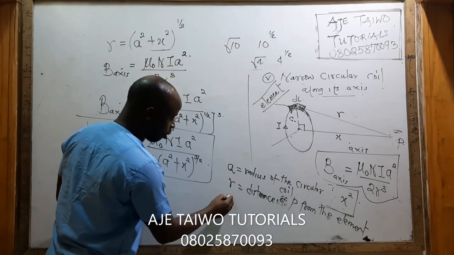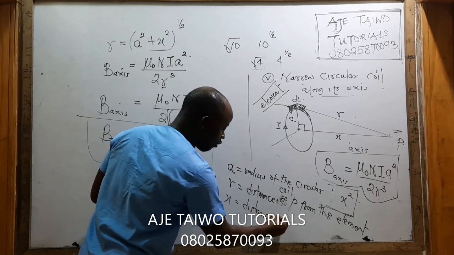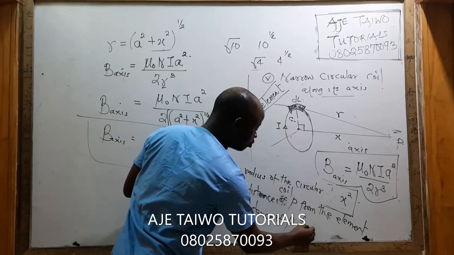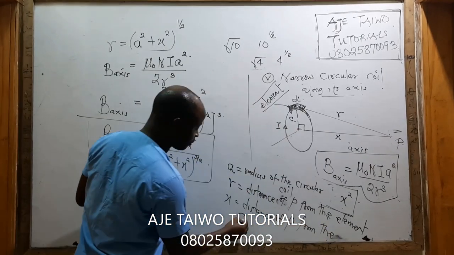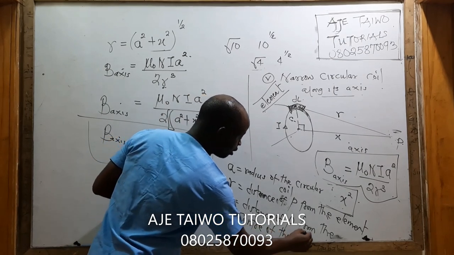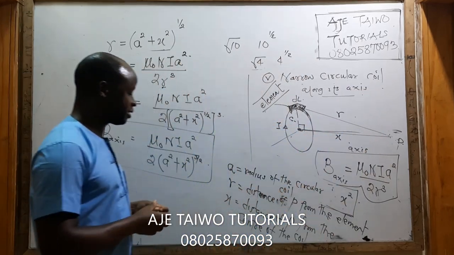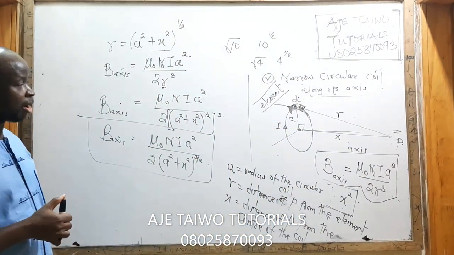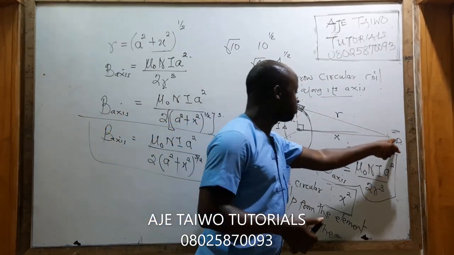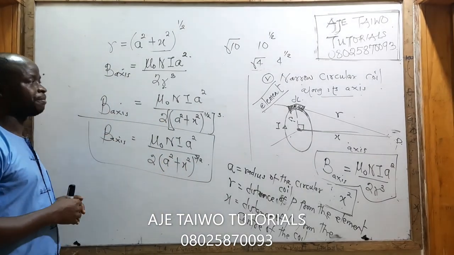Now what does X stand for? X is also a distance: the distance of this same P from the center of the coil, from here to here. That's what your X is. A is the radius of the coil. R is the distance of P from the element. These are the things we use in the formula.